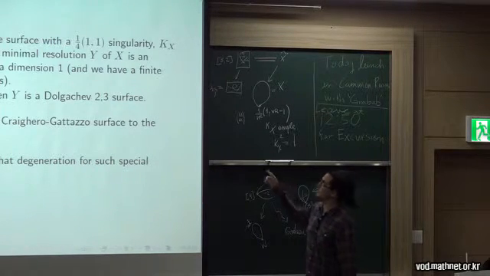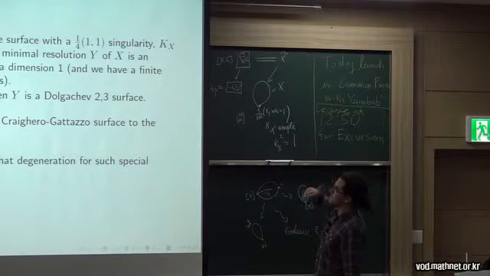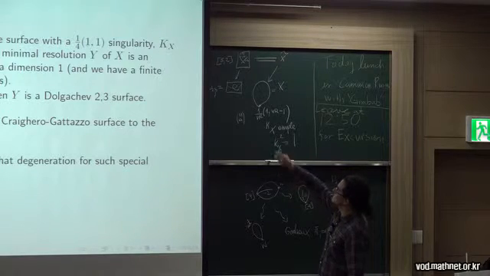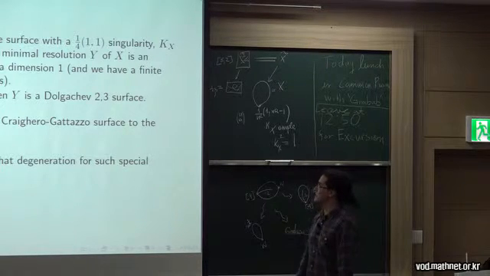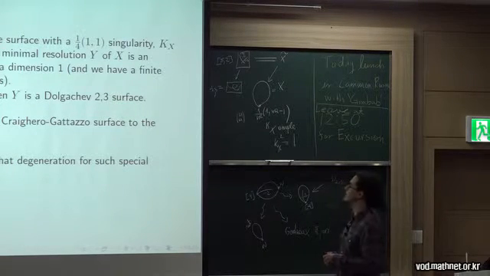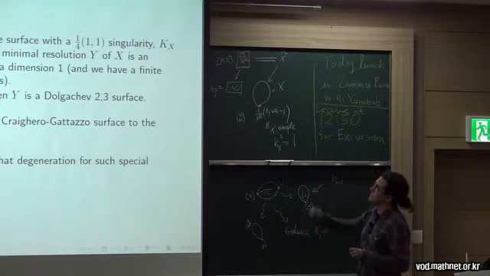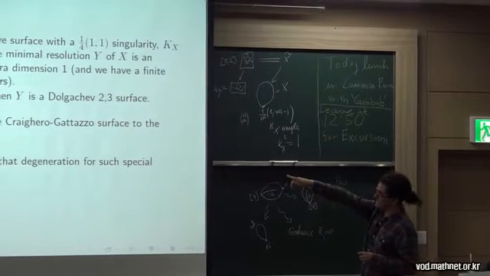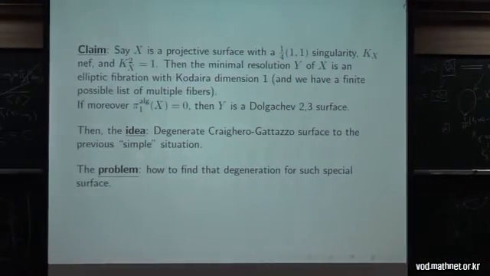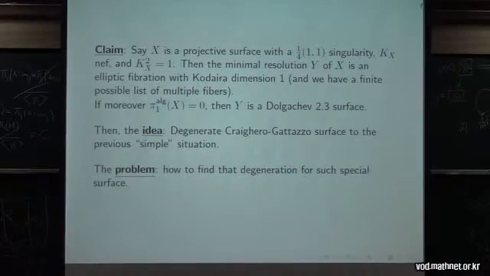Oh, but first let me explain this. So if you have a situation like I explained, that you have an X with a quarter 1-1 singularity and the canonical class is nef and K squared is 1, then the minimal resolution has to be an elliptic fibration with codimension 1. And that is not hard to prove. And moreover, if you add that the algebraic fundamental group is 0, then it has to be a Dolgachev 2-3 surface.